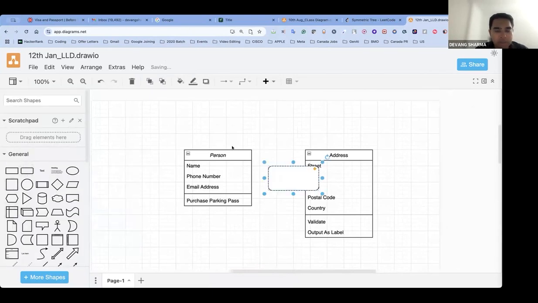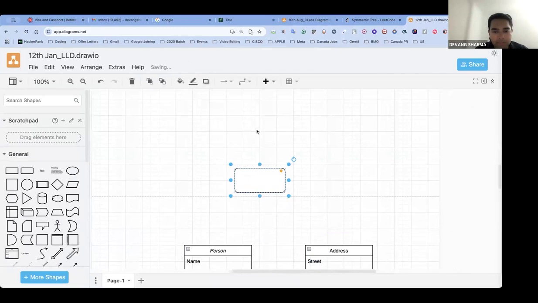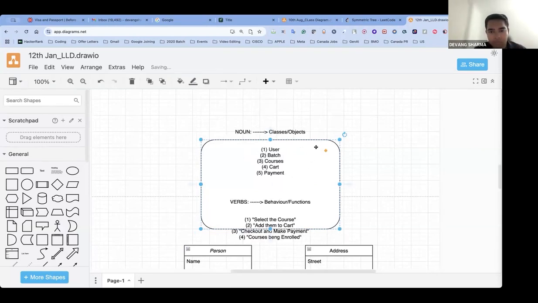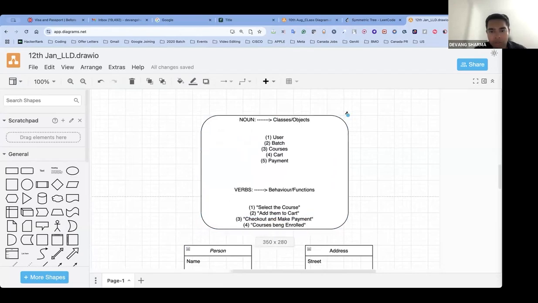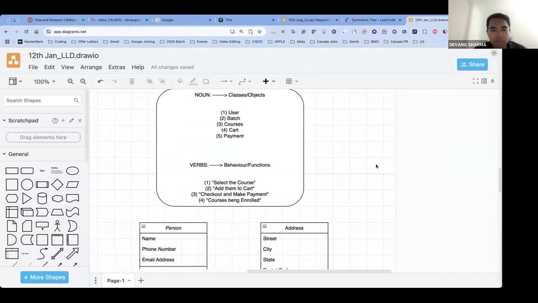So first, I will get this here. I will list down the requirements. I'll increase this. I'll list down the requirements here. What are the requirements we talked about? We talked about the requirements like this. Okay, I'll zoom it a bit. This looks good. Now this is my requirement. Focus on this part here.